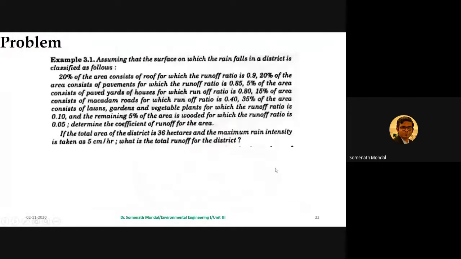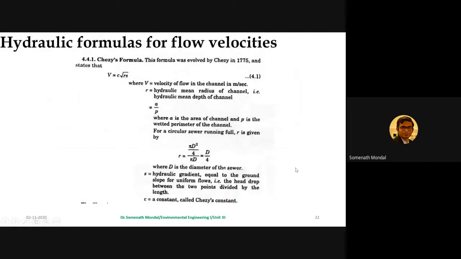Okay, fine. So this was the problem we discussed in the last class, and by working out this problem, we understood how estimation of the peak drainage discharge is conducted and calculated. Now, the next very important part is hydraulic design of sewers and stormwater drain sections, which we'll be discussing in today's class.